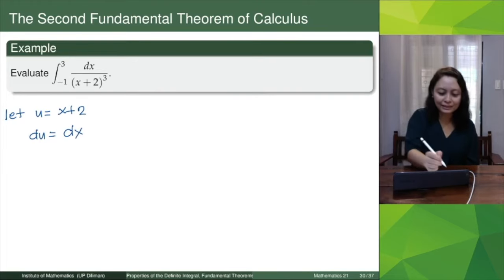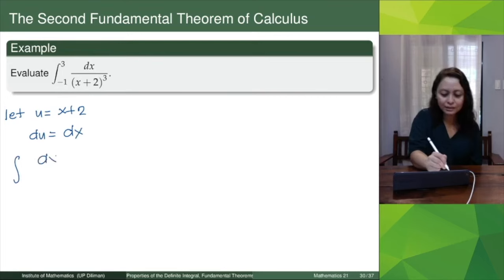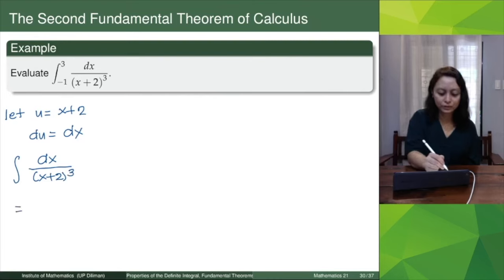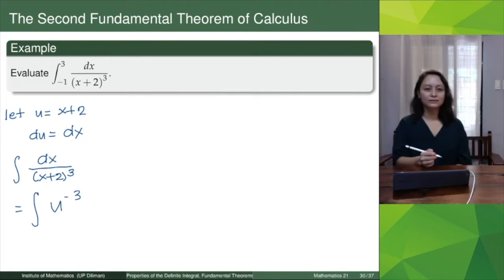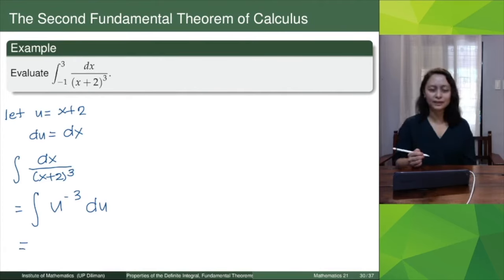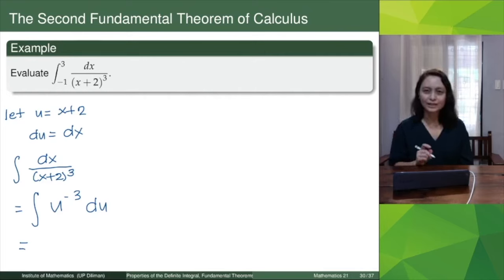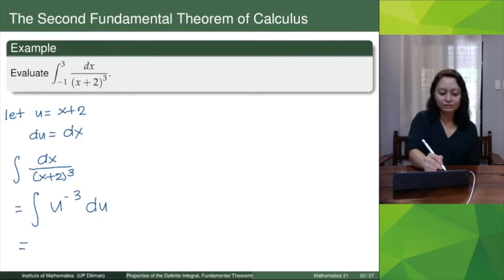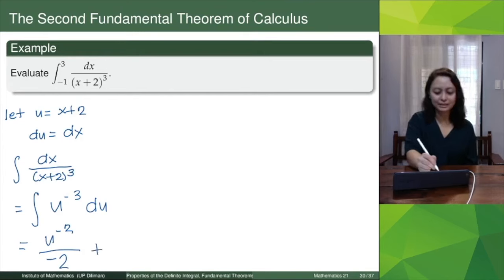Kunin muna natin yung antiderivative ng dx all over (x plus 2) cubed. Replace this with u. Yung x plus 2 ay u. Tapos yung (x plus 2) cubed sa denominator ay u raised to negative 3. Then dx is equal to du. Ano na yung antiderivative ng u to the negative 3? Negative 3 plus 1 is negative 2. So you have u to the negative 2 over negative 2, actually merong plus c.